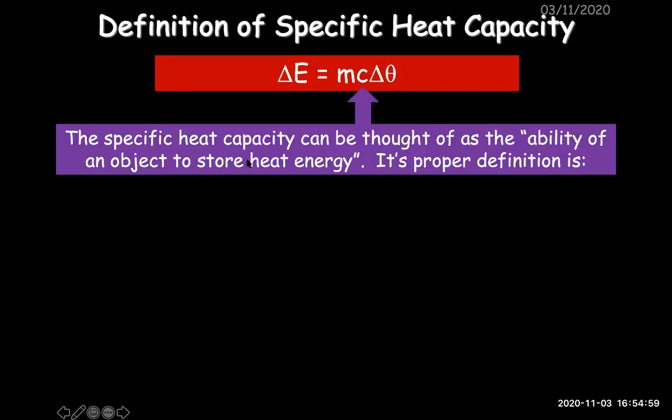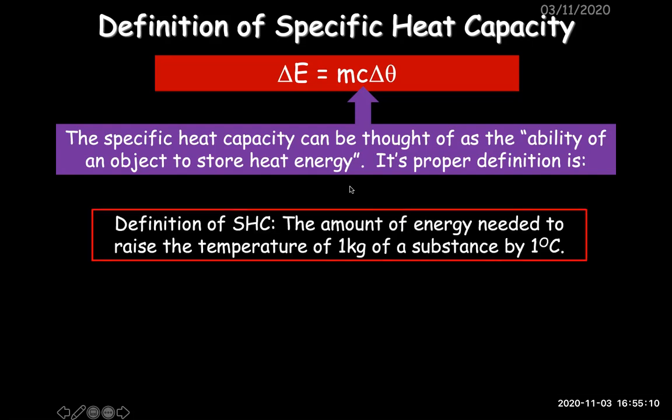So this is the definition. The specific heat capacity can be thought of as the ability of an object to store its own energy or store energy. Its proper definition is, and this is what needs to go into your book, the amount of energy needed to raise the temperature of 1 kilogram of a substance by 1 degree.